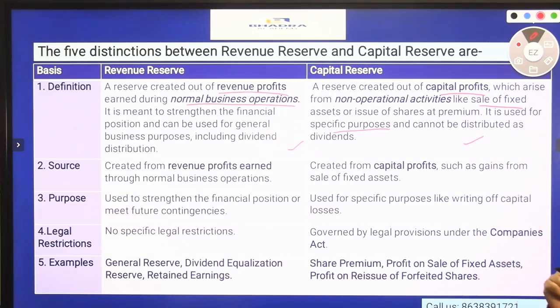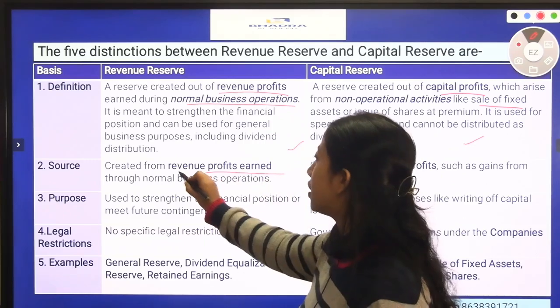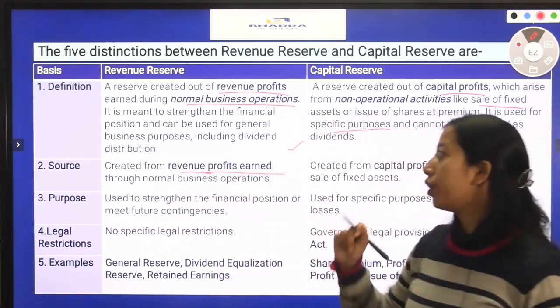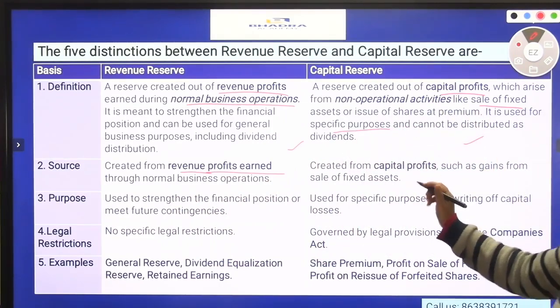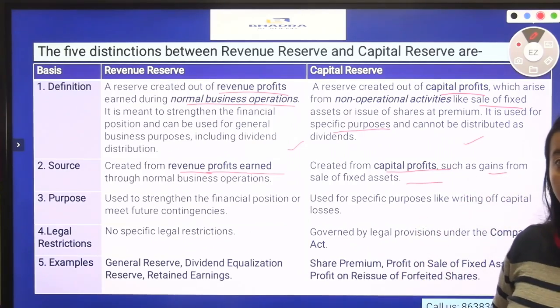Now, the next basis of distinction is source, that is, from where the revenue reserve and the capital reserve are created. The revenue reserve is created from revenue profits, that is, profits earned in the normal course of business through normal business operations. The capital reserve is created from capital profits, that is, gains from sale of fixed assets.